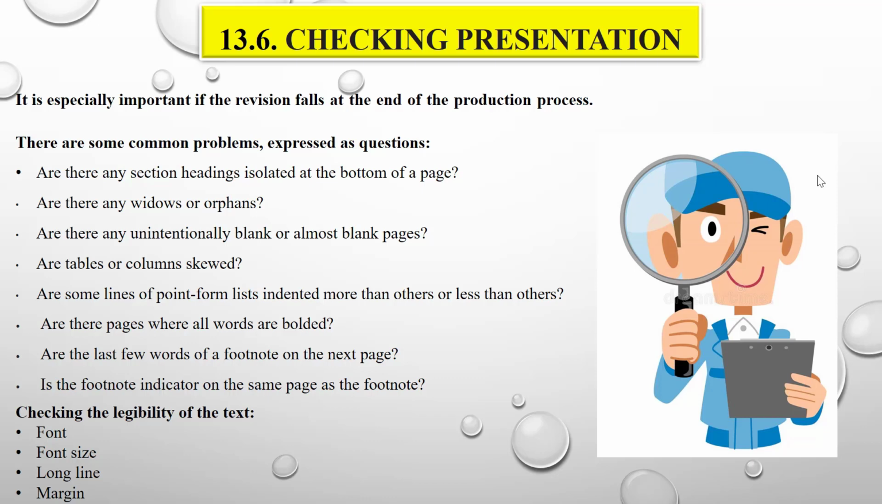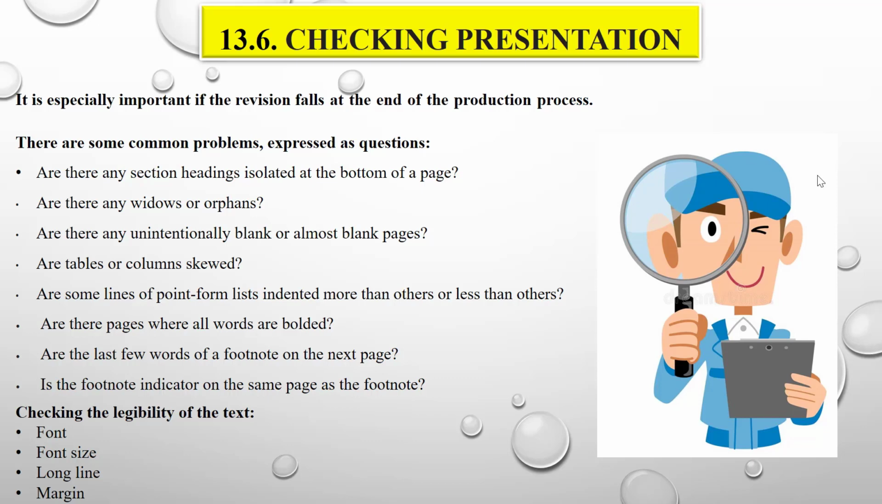Question 1 is, are there any section headings isolated at the bottom of the page? Question 2, are there any widows or orphans? Widows is the first line of a paragraph isolated at the bottom of a page, or orphans is the last line isolated at the top of a page. You may find that the widow or orphan protection option in your word processor doesn't in fact prevent widows and orphans. So check this one correctly. Do not trust the computer entirely, right?